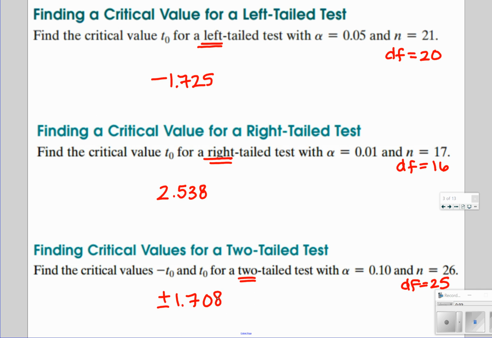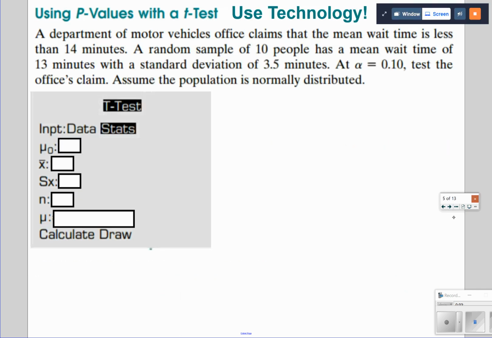Questions on that? Do you need to practice that again? Or are we good? Good. We're good. Okay, great. All right. So you need your calculator for this.